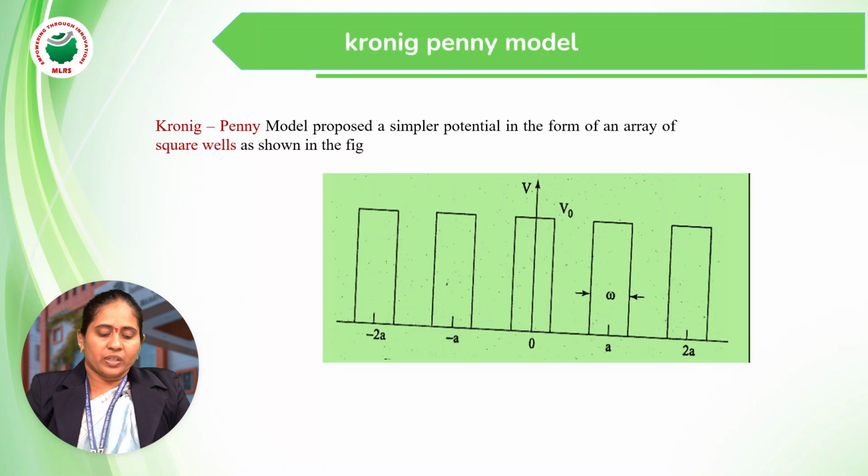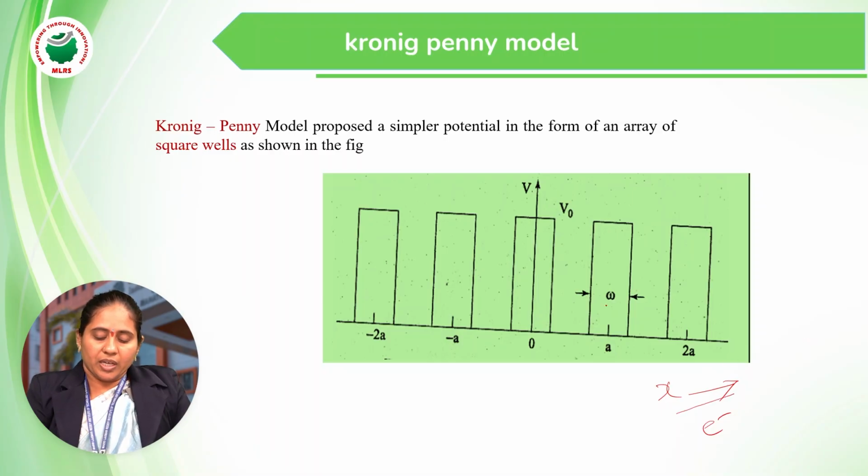So now we'll go for the Kronig Penny model in detail. It is proposed in the simplest form, that is, the potential is in the form of an array of square wells. Here there is an array of a very high number of square wells. There are 1, 2, 3, 4, 5 square wells along the x direction. The particle here, an electron, is moving under the square well potential along the x direction.